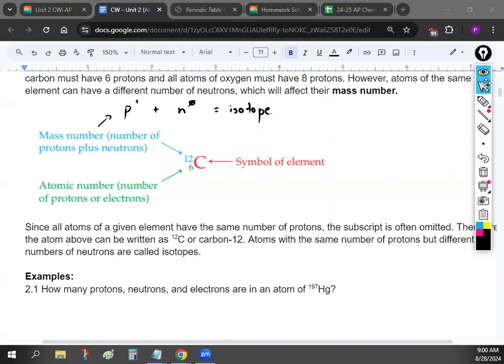okay? So the symbol and the bottom left number are pretty simple. It just comes from the periodic table. This number on the top is the one that we need to do a little bit of math for. And this number is always equal to protons plus neutrons, okay?